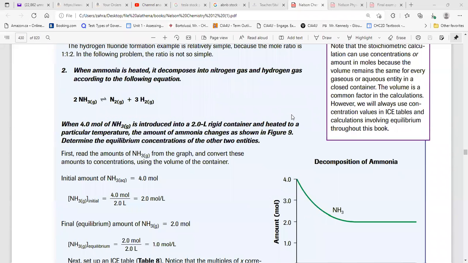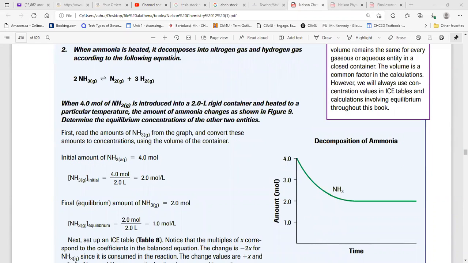Here is another question. When ammonia is heated, it decomposes into nitrogen gas and hydrogen gas according to the following equation. With 4 mole of NH3 introduced into a 2-liter rigid container, from that we can find concentration. Concentration is mole per liter, so 4 divided by 2 is going to be the initial concentration of the NH3.